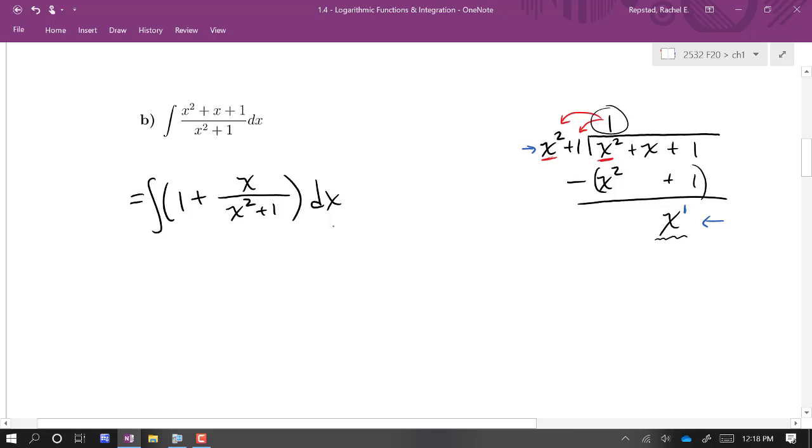And you could check, if you did some algebra to get a common denominator and add these together, you would recover the original fraction they gave us. So now I have two terms, and I can split up an integral over addition. So I've got the integral of 1 dx plus the integral of x over x squared plus 1. We know how to integrate 1, so I'm not going to worry about that right now. This other one here, I'll note that I've got an x squared in the bottom and just a plain old x on top. So I think this could fit that logarithmic form.